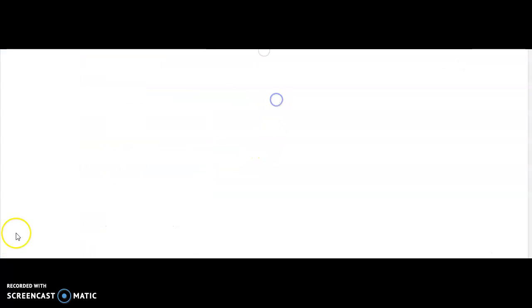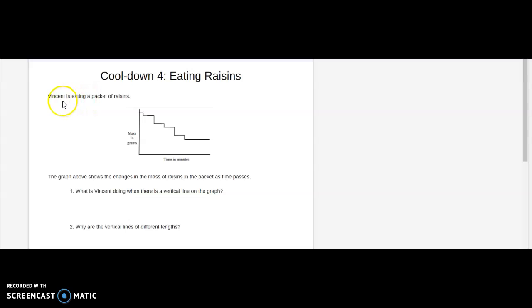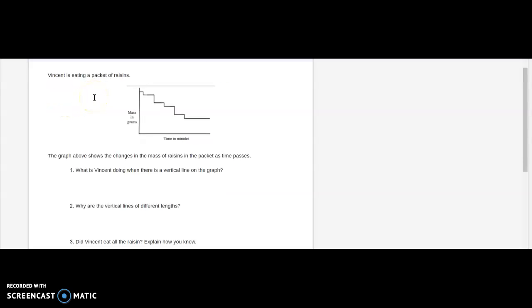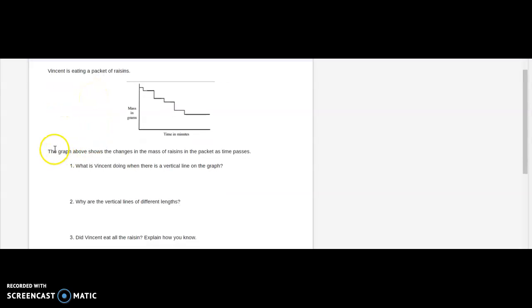So today we're going to do eating raisins. Okay, you're going to look at this student. Vicente is eating packets of raisins. The graph above shows the mass of raisins in the packet as time passes. So how many raisins he's eating. What is Vicente doing where there are vertical lines? What do you think is happening at these vertical lines?